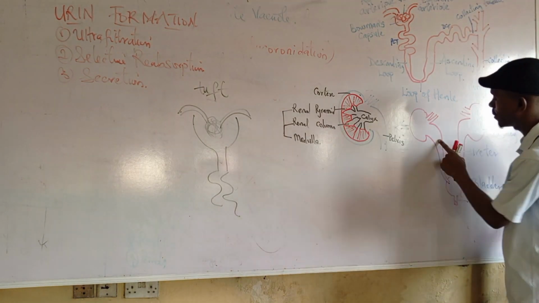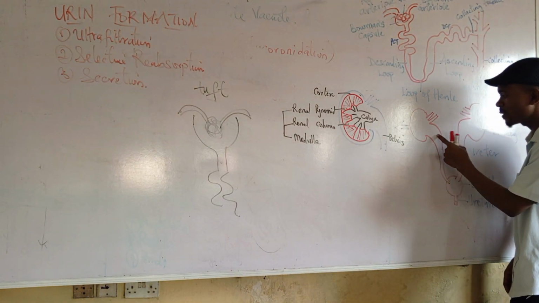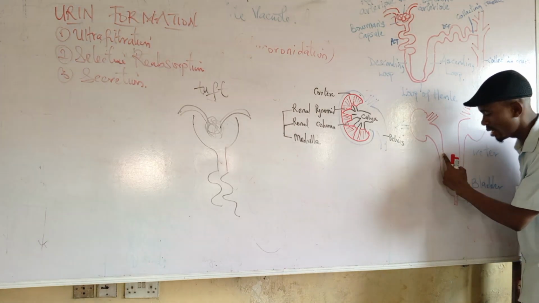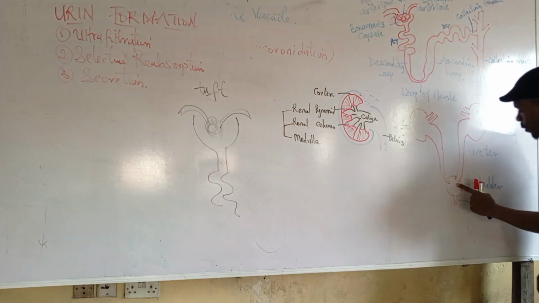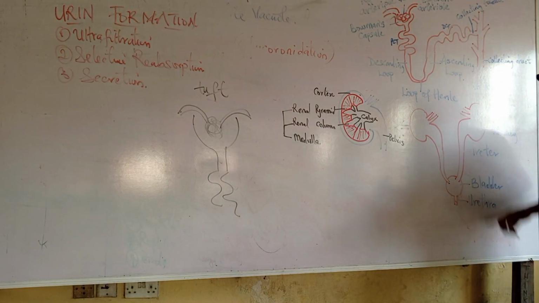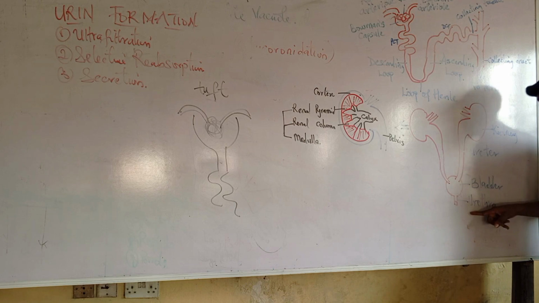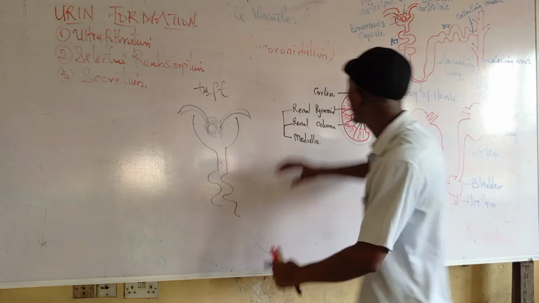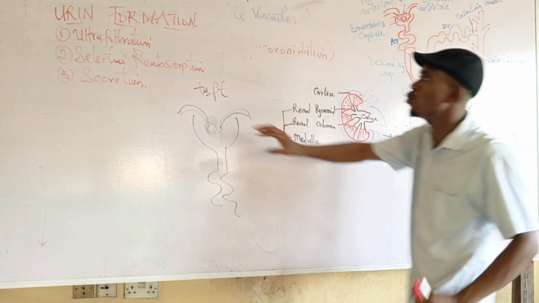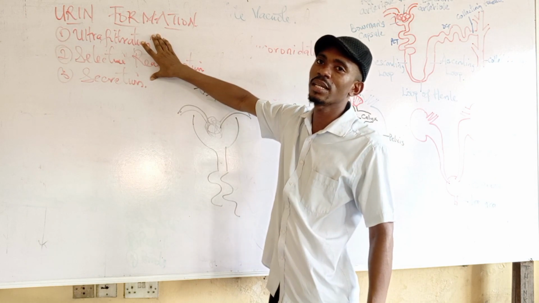So this is the pelvis now. When it gets to the pelvis, it becomes the ureter. From the ureter, it enters the urinary bladder. From the urinary bladder, it enters the urethra. So remember, ureter comes before urethra. Okay, that is very important. So this is just how urine is being formed through 3 processes.